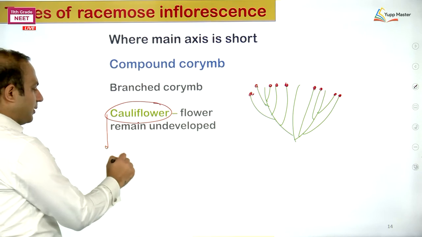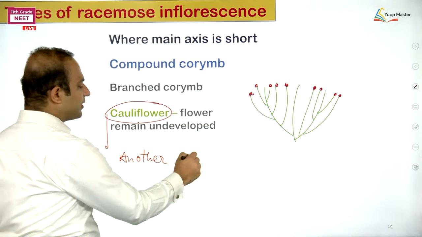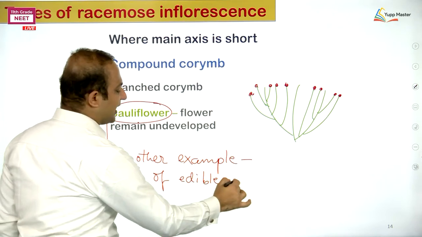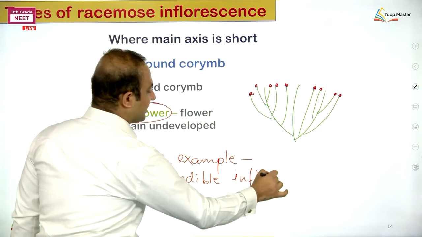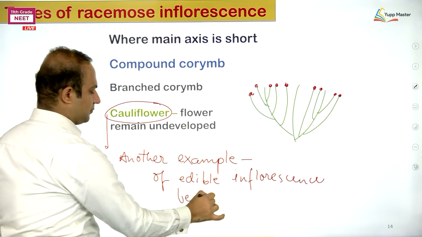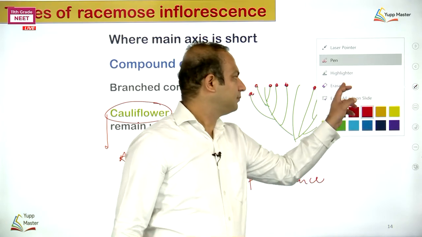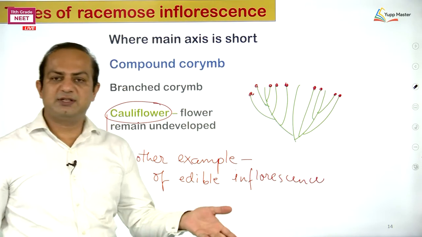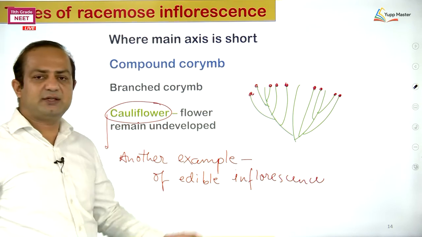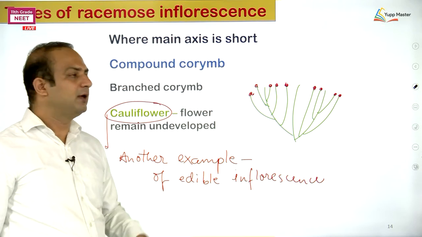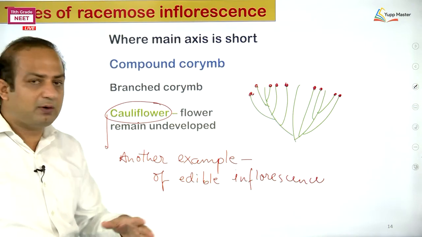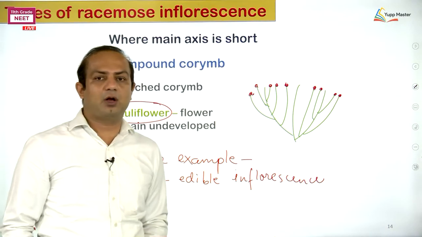Another example, or you can say example number two, where inflorescence becomes edible. Okay, edible inflorescence, fine. So this is the thing that we need to know. It's a simple one, there is no much difficulty in memorizing their definitions. That's why I was saying we are going to study a little bit in a more elaborate way. The reason is simple: because we need to know about these things. This is general knowledge, what we are eating in cauliflower.